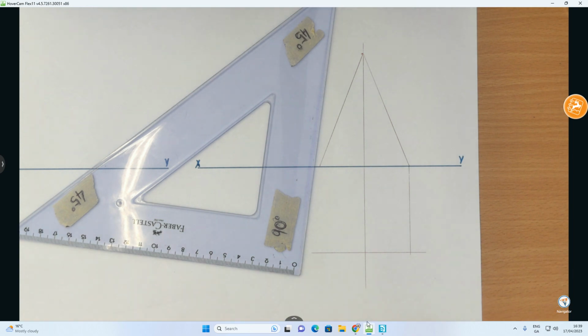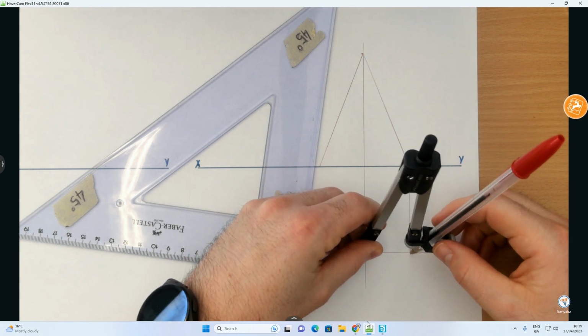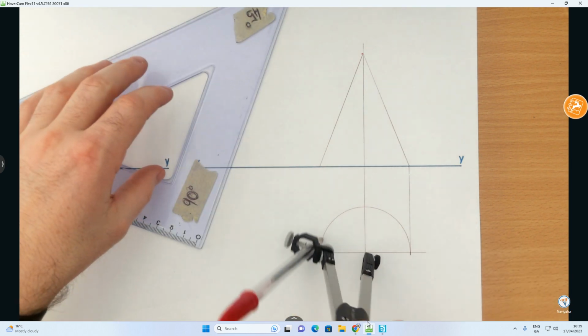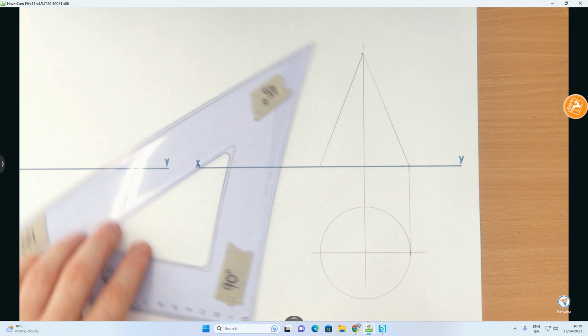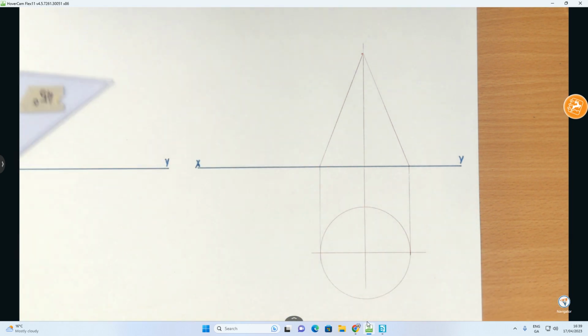Now using my compass, from there to there, I'm going to draw in my cone. And as you can see, it lines up. So there's the cone in both elevation and plan.